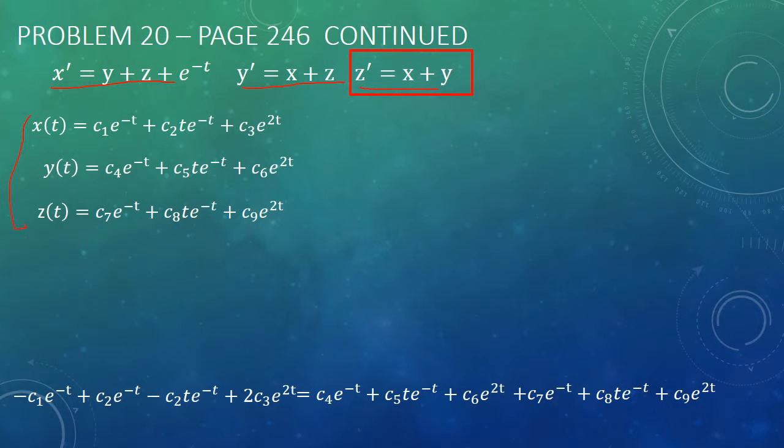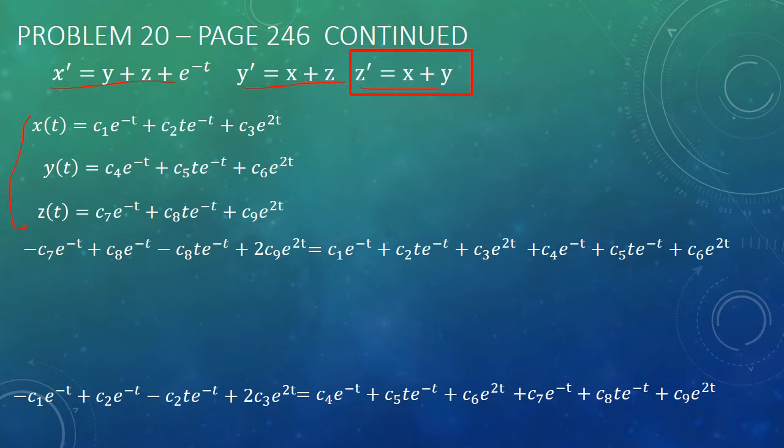So let's work on the z1 first. So there's my z prime. There's my x, and here's my y. And you'll notice I only have exponentials of e to the minus t, e to the minus t, and e to the 2t. And they're the same functions on both sides.